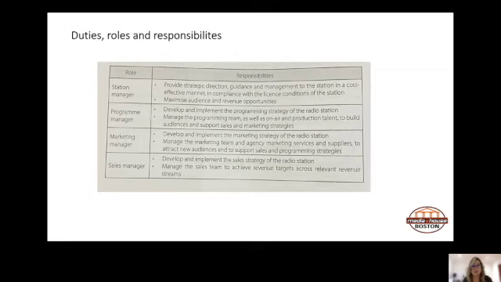and marketing strategies. A marketing manager then, their responsibilities are to develop and implement the marketing strategy of the radio station, to manage the marketing team and agency marketing services and suppliers, to attract new audiences and to support sales and programming strategies. Sales manager: the responsibilities are to develop and implement the sales strategy of the radio station, to manage the sales team, and to achieve revenue targets across relevant revenue streams.